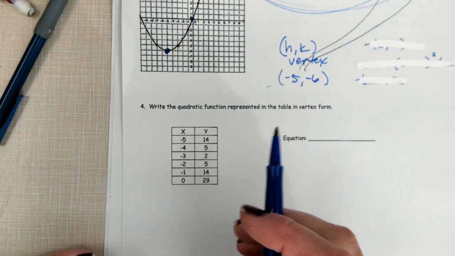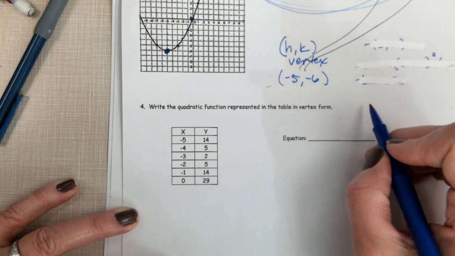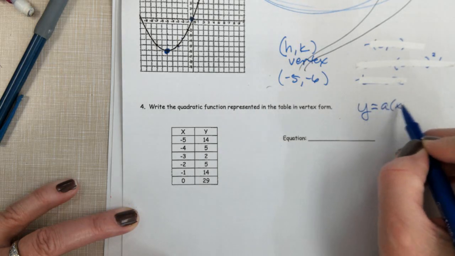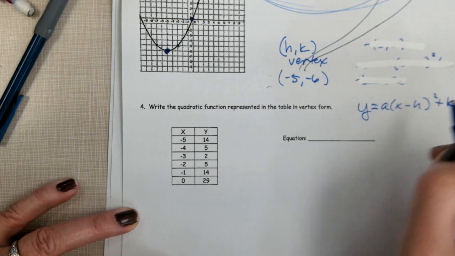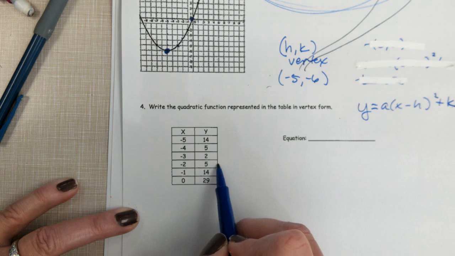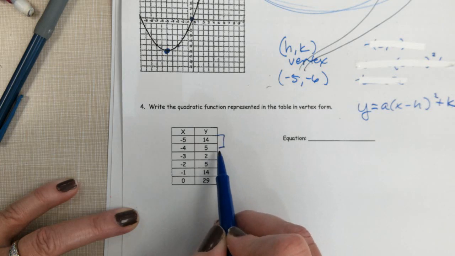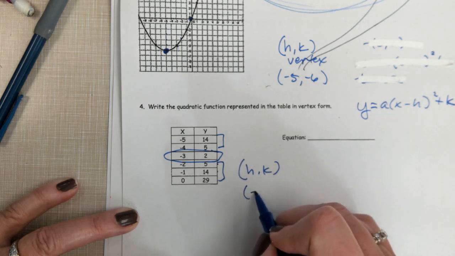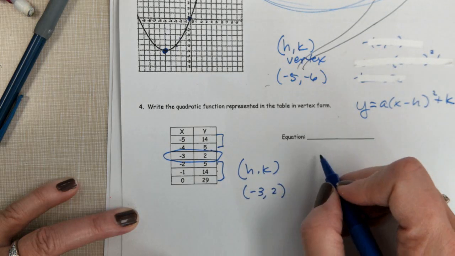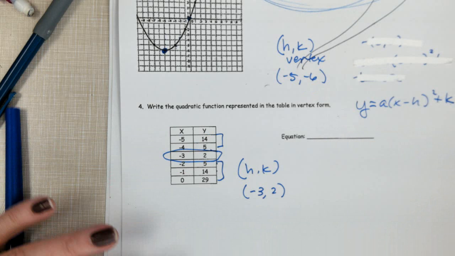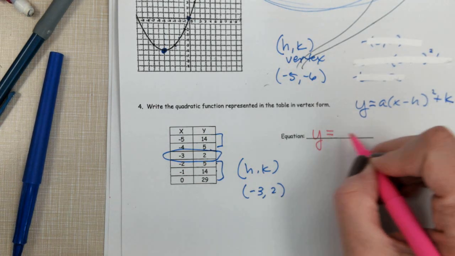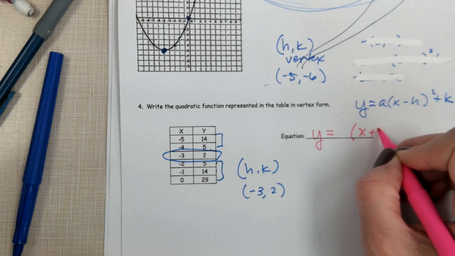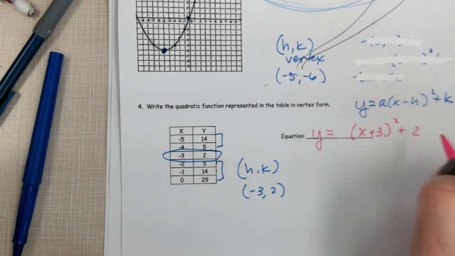Okay, write it in vertex form. You better be an expert at this by now, right? Okay, so pattern, pattern, pattern, pattern leaves me with the vertex. So the vertex is h, k, that's negative 3, 2. So far I know that it's going to be y equals something, x plus 3 squared plus 2.